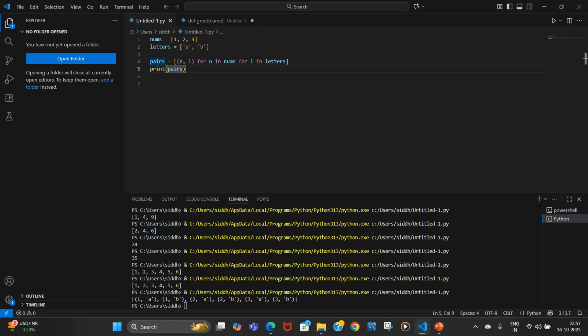So it generates all possible pairs for n and l. This is equivalent to a double loop but much cleaner. The pattern is n for nums and l for letters. So it gives us all the possible pairs here. Suppose we had a 4 here, it would have given us two more pairs: 4 comma A and 4 comma B. That is what is called multi-input comprehensions.